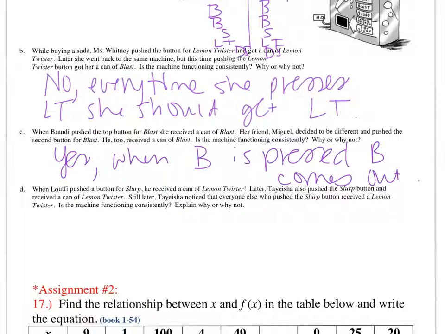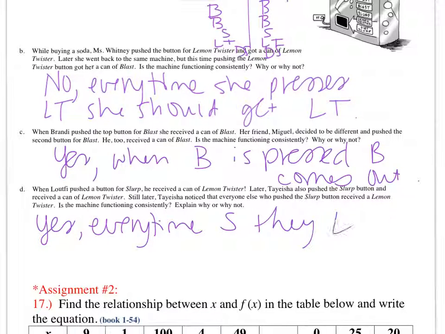When Lutfi pushed a button for slurp, he received a can of lemon twister. Later, Taisha pushed slurp and got a can of lemon twister. They noticed later that every time the slurp button was pushed, lemon twister came out. Is this functioning consistently? This is also a yes. So every time the slurp button was pressed, they got lemon twister. And because that happened every single time, it is a function.